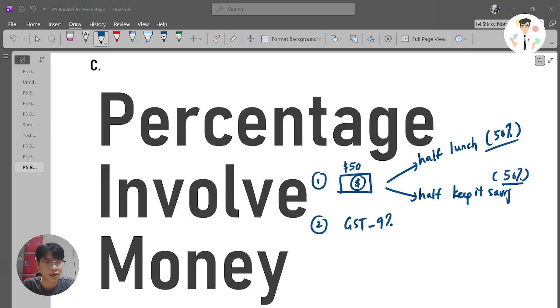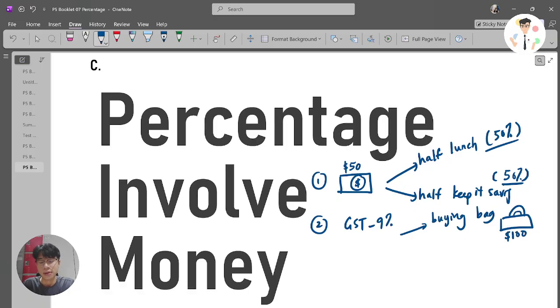So 9%, how does it work? For example, if you're buying a bag, you have a small little bag, this bag. Example, this bag costs $100. This is the price that the shop is trying to sell you, $100. But $100 will not be the price that you pay, okay? Because the shop will actually charge you another $9. Why $9? Because 9% of 100 is $9, correct?